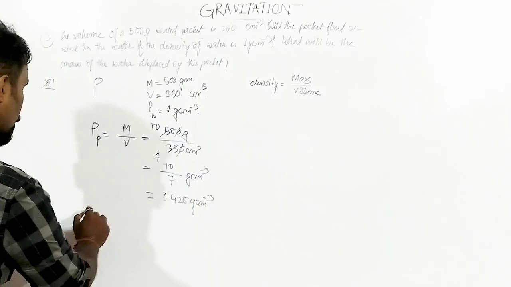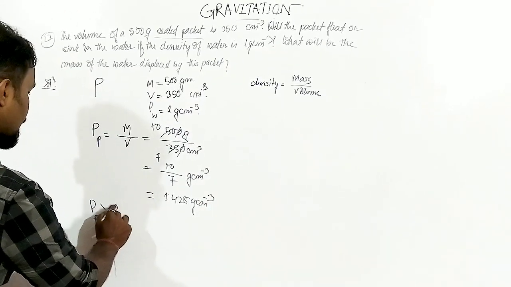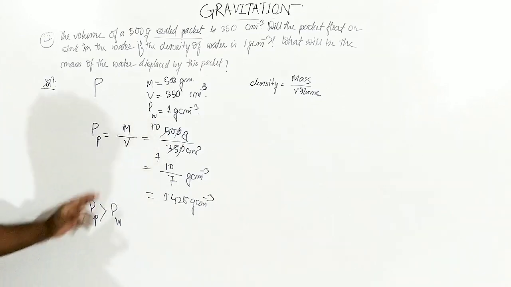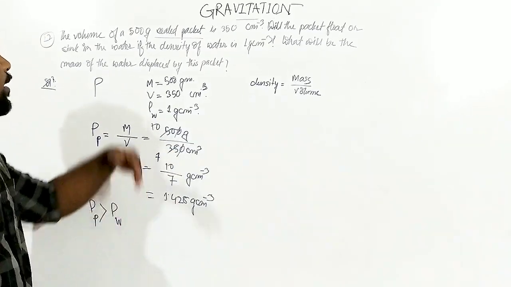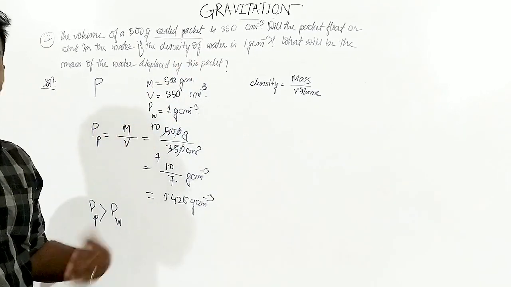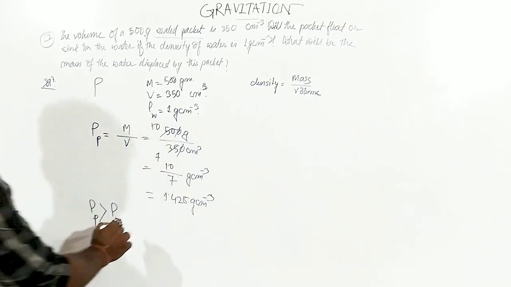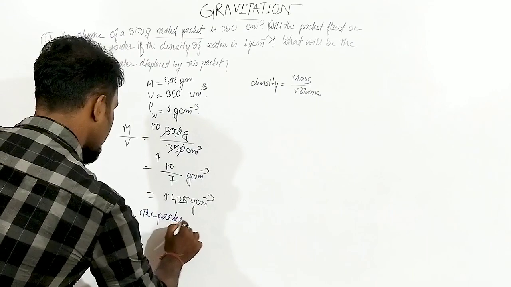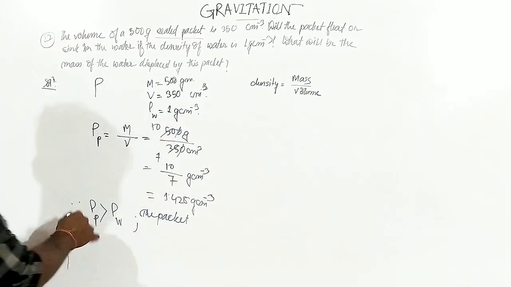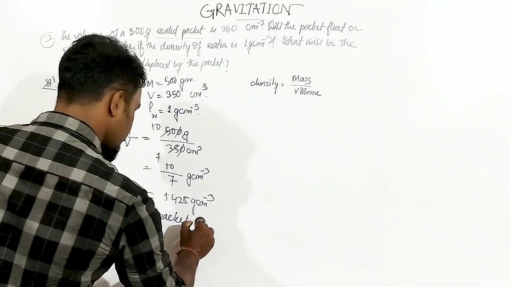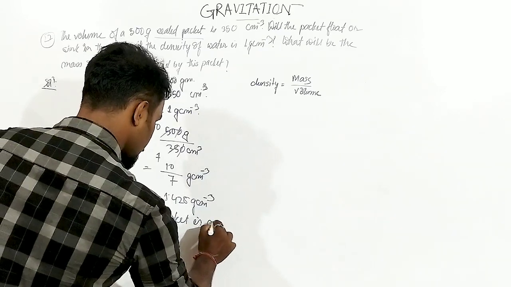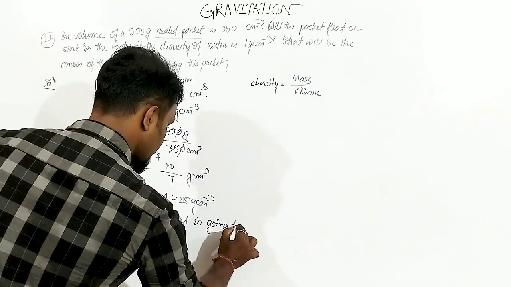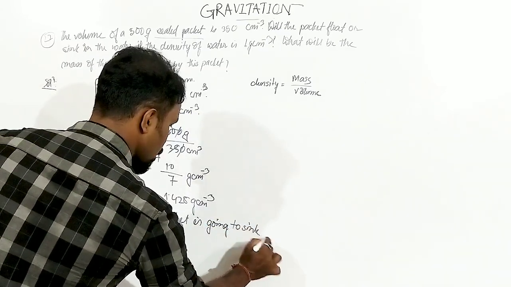Clearly rho p is greater than rho w. That means the density of the packet is greater than the density of the water. So what can we write? The packet will sink. Since rho p is greater than rho w, the packet is going to sink. It is not going to float.